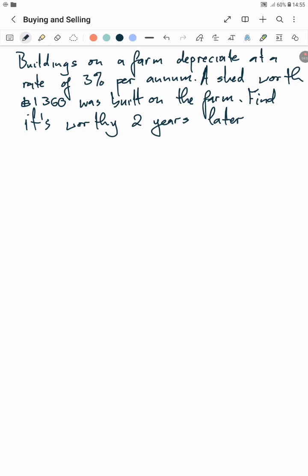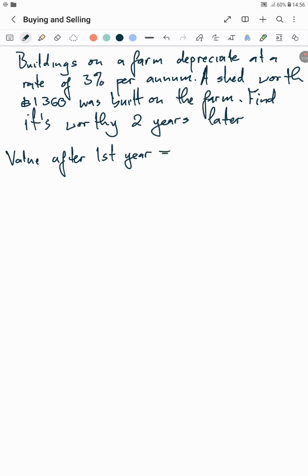Okay, so now what I want you to understand about depreciation is the value is dropping. The value that you start with is the one that is dropping. So this one, we were told it's depreciating at 3% per annum. So we need to find the value after the first year.